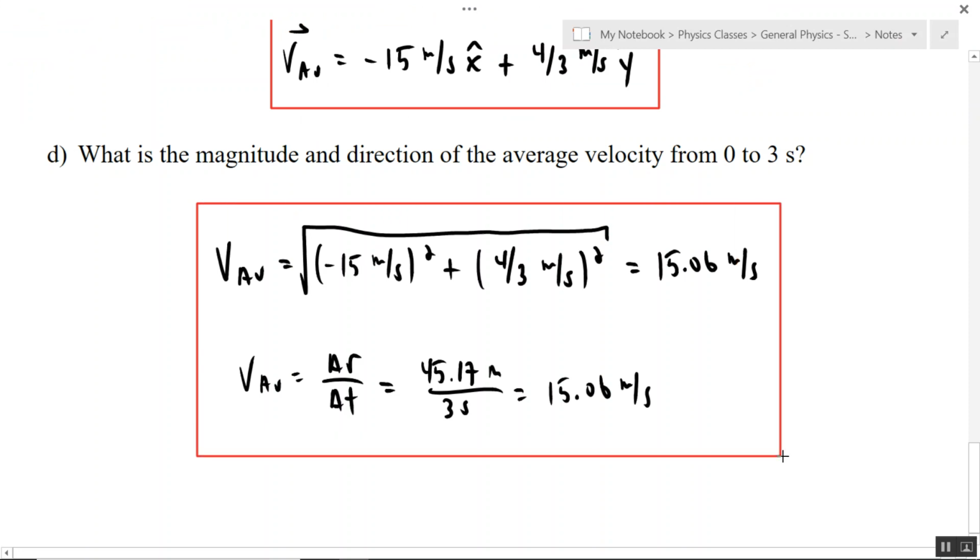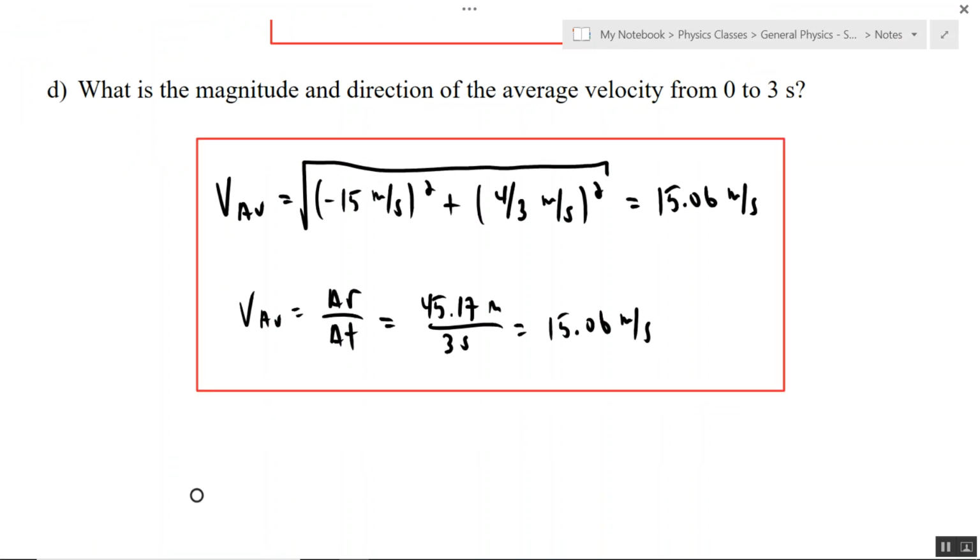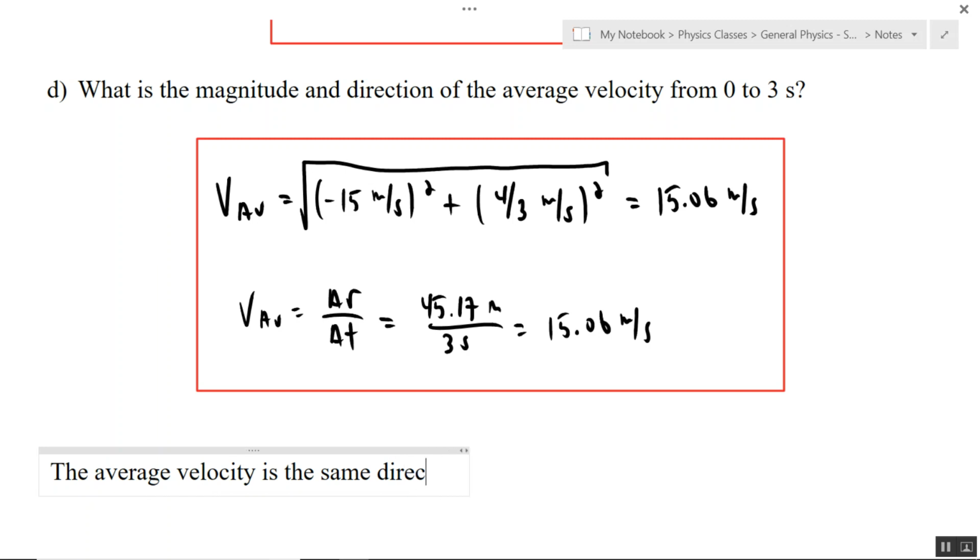We also have to find the direction, but this is easy. I just mentioned how you find the direction. You're dividing delta r by a positive number. So what's the relationship between the direction of VAB and delta r? It's the same direction, right? The average velocity is the same direction as displacement, right?